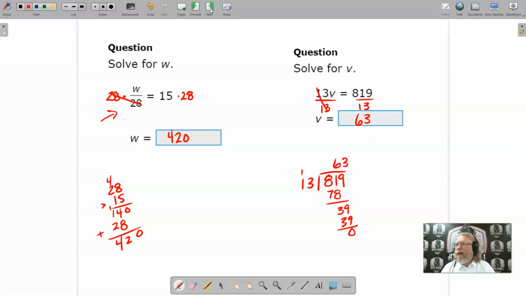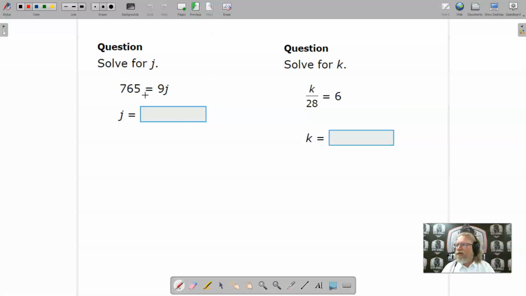Okay. Next one. Solve for j. 765 equals 9j. So the 9 is tied to the j through multiplication. The opposite operation of multiplication is division. We're going to divide by the very number we wish to get rid of, which is 9. And what we do to one side, we have to do to the other. So that's right. The 9 is going to cancel each other, leaving us with just j.